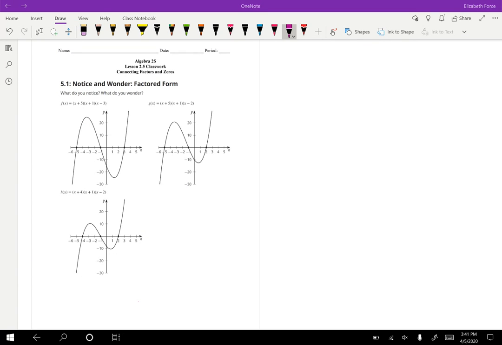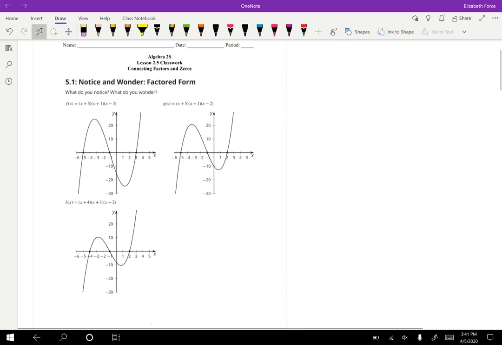In lesson 2.5, we are working on connecting the factors of a polynomial with the zeros. So in 5.1, they want you to see if you can notice and wonder with these three graphs of a polynomial and their functions in factored form. Let me just highlight the functions we're looking at. We've got f of x here, g of x is this one, and then h of x is that function.